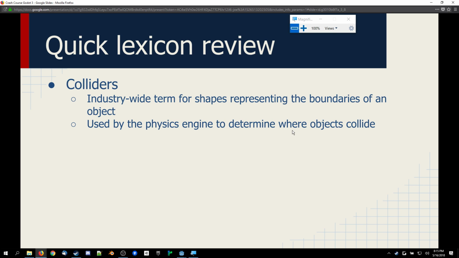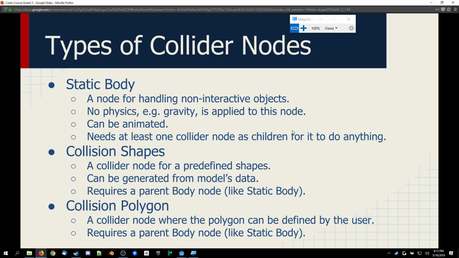So while you're all enjoying that, a quick lexicon review. What the heck are colliders? It's an industry-wide term for a shape representing the boundary of an object. It's used by the physics engine to determine how objects are supposed to collide with each other. Really simple thing.